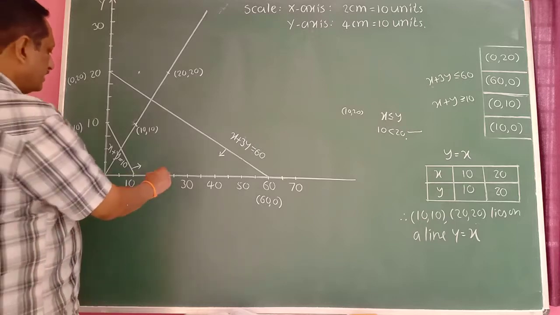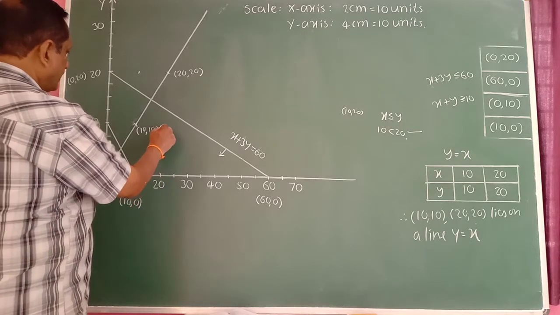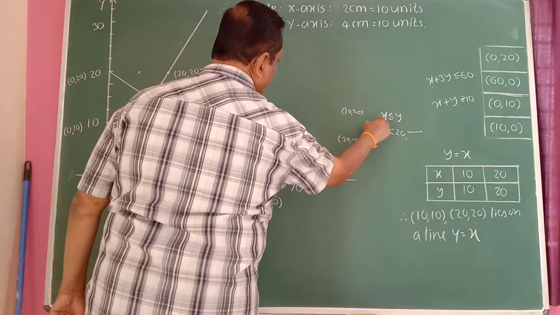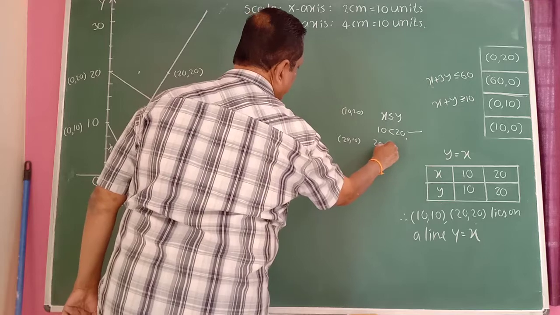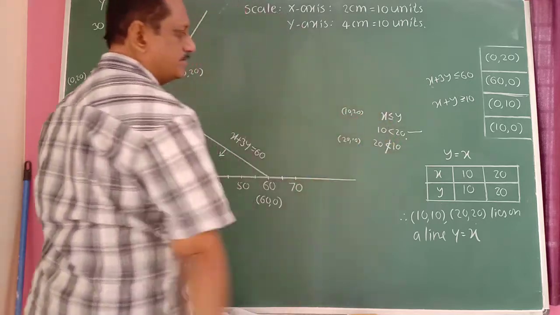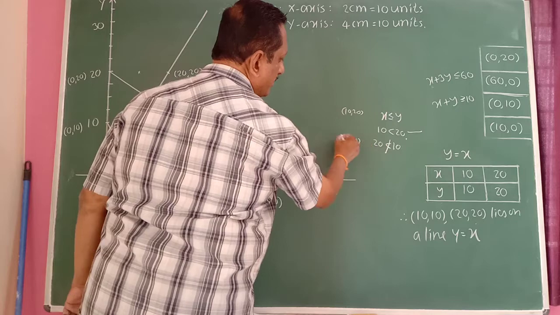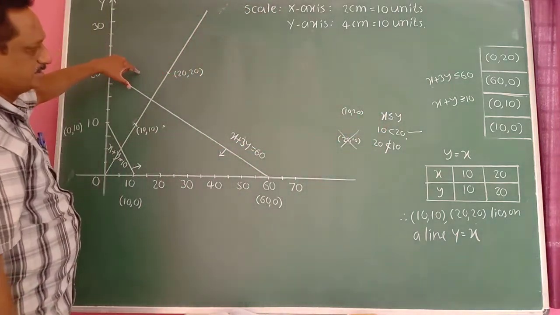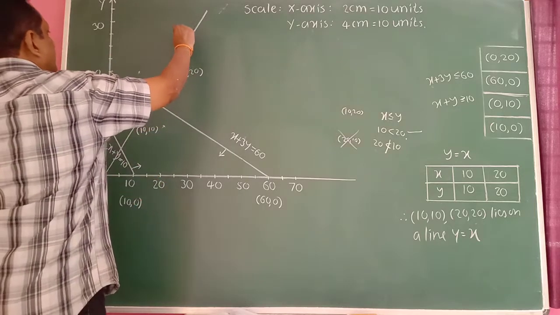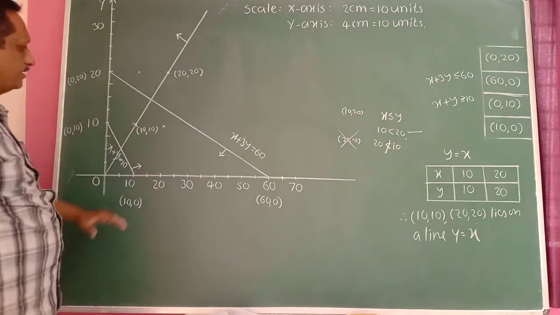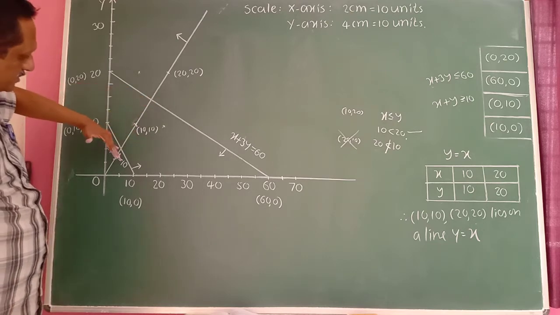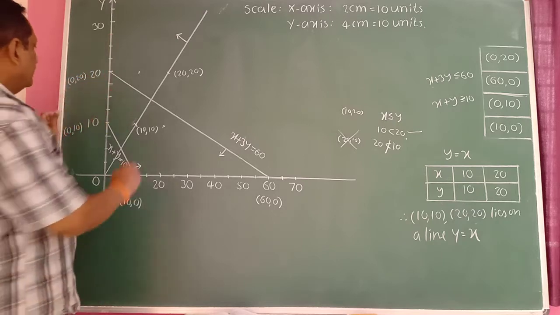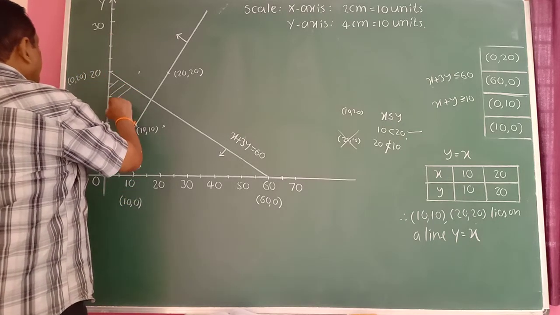Take one point on this other side: 20 and 10. X is 20 and y is 10. So this is not possible, 20 cannot be less than 10. Therefore, this point does not satisfy it. So the point 10, 20 satisfies it, which means the shading is on this side. This line shading below, this line shading above, this line shading this side. So all shadings meet here, and this is the feasible region.